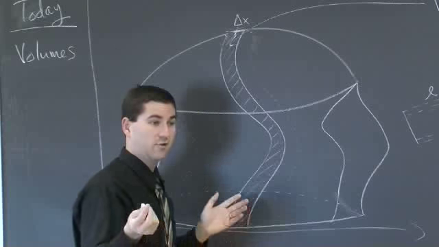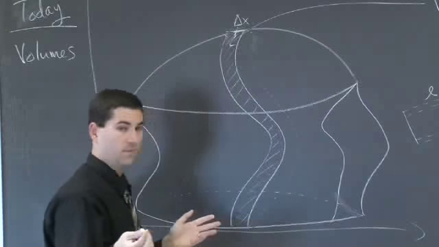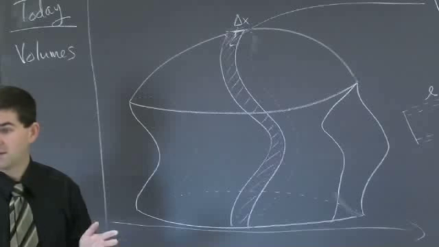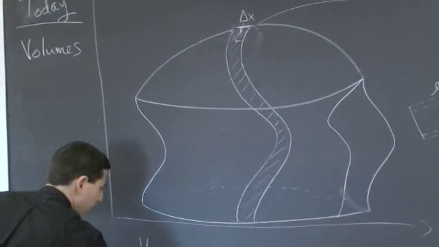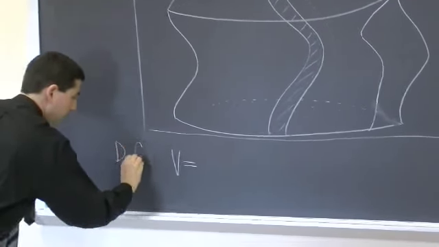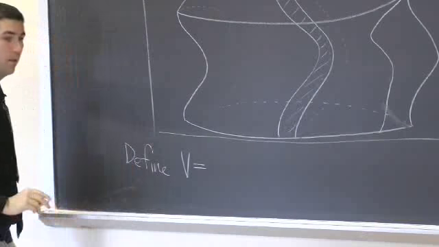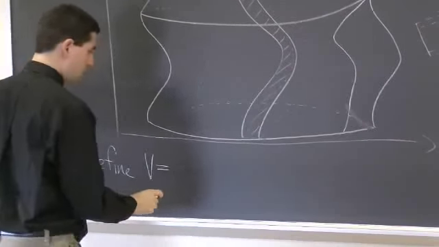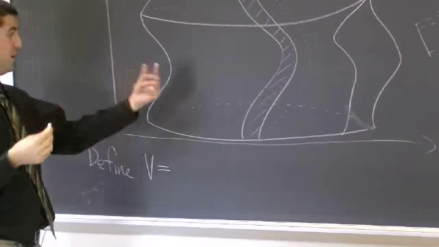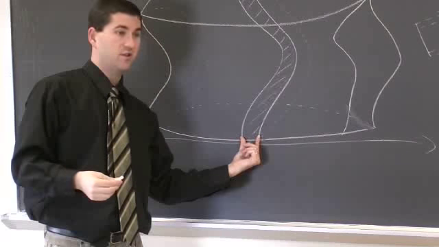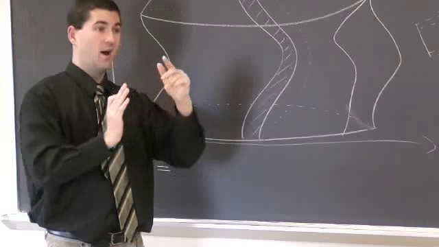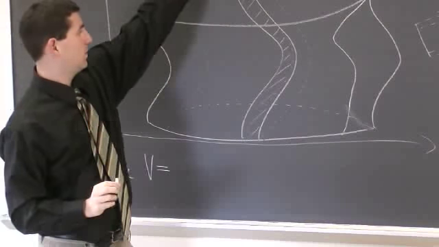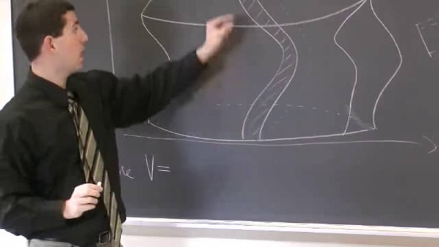How should we define volume then? What's that? Integration. So what was the integration? Well, what if we define the volume to be the limit as the number of these regions goes to infinity and their width goes to 0, of the area of the cross-section times its width.